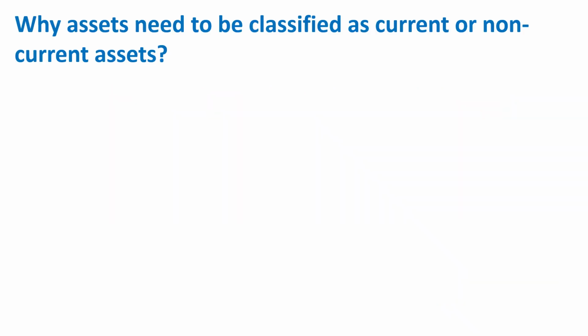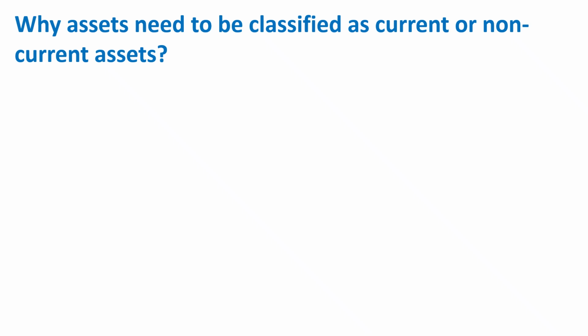Let's start with a simple question. Why do assets need to be classified as current or non-current assets? I'm going to give an example of an individual, and from there you can understand why we need to classify the assets into current and non-current.